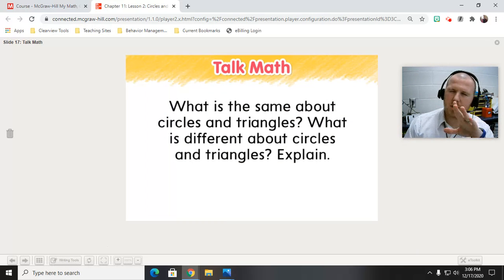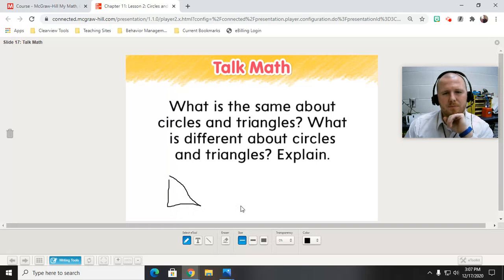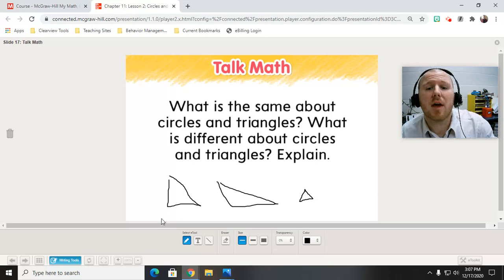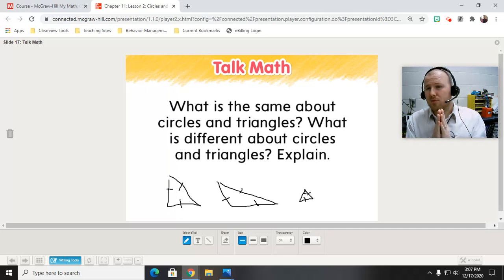Just don't get fooled when they try to throw other shapes in there or they try to throw in different triangles. Because I will tell you, actually, let me draw it for you. So this triangle and this triangle and this triangle, even though they all look very different, they all have 1, 2, 3 sides. They all have 3 sides. They all have 3 vertices. So even though they look completely different, they are still triangles.